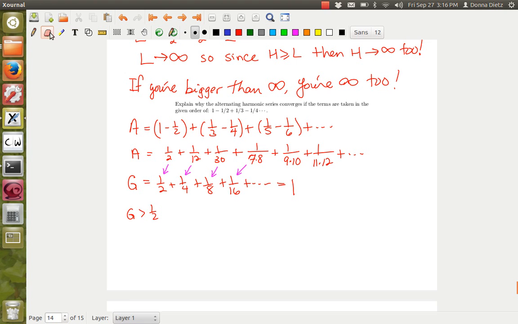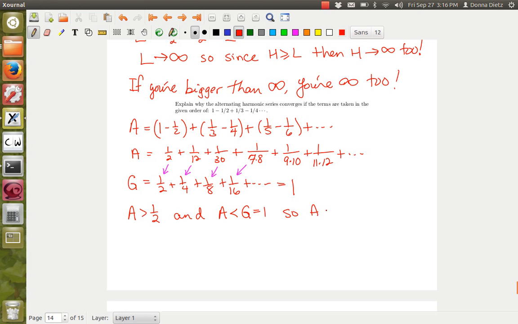I'm sorry, that's not what I meant to say. I meant to say A is greater than a half. I mean, G is also greater than half, but A is greater than half. That's the important point. So A is greater than half because at least it's a 12th greater than a half, and then a 30th greater than that. So A is greater than half, and A is less than G, which is equal to 1.